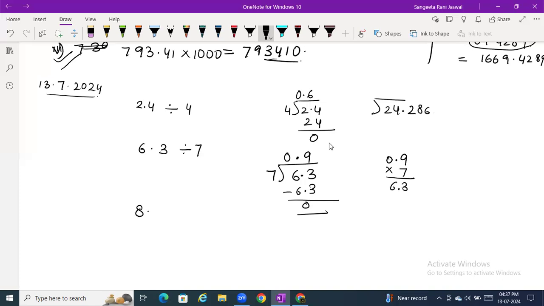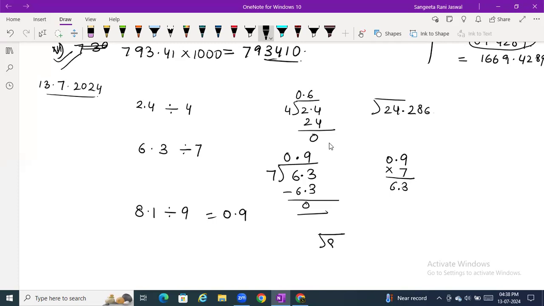Okay. Now you tell me what will be this: 8.1 divided by 9. Ma'am, I got the answer. Okay, very good. Adya, give your answer. Ma'am, 0.9. 0.9. Very good. So did you understand now how we are taking? Yes, ma'am.